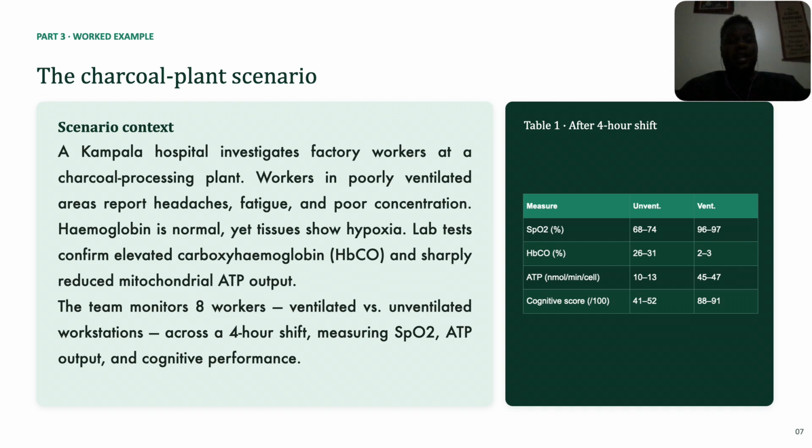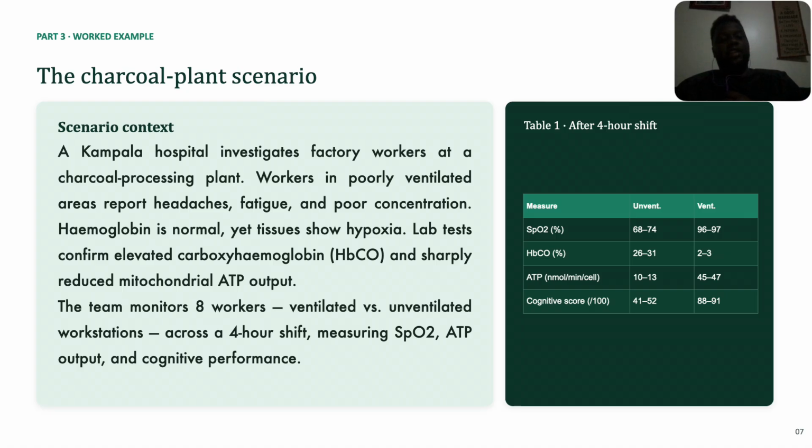So you underline these words here: headaches, fatigue, and poor concentration. Hemoglobin is normal, yet tissues show hypoxia. Meaning, okay, let's first read through to get the story. Lab tests confirm elevated carboxyhemoglobin and sharply reduced mitochondrial ATP output. The team monitors 8 workers, ventilated versus unventilated workstations, across a 4-hour shift, measuring the partial pressures of oxygen, ATP output, and their cognitive performance.